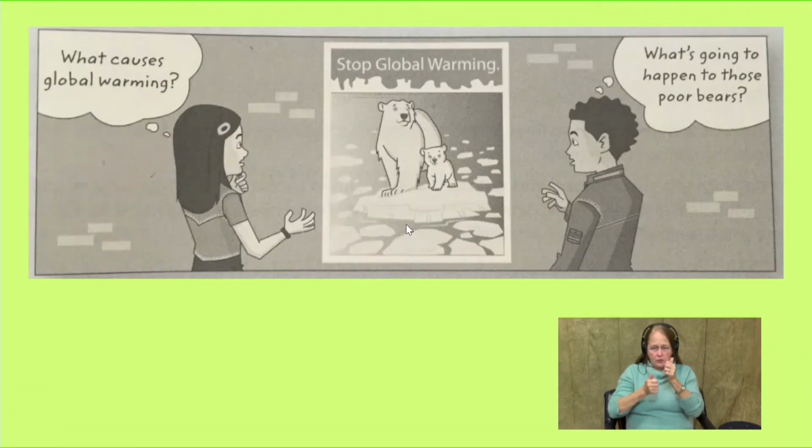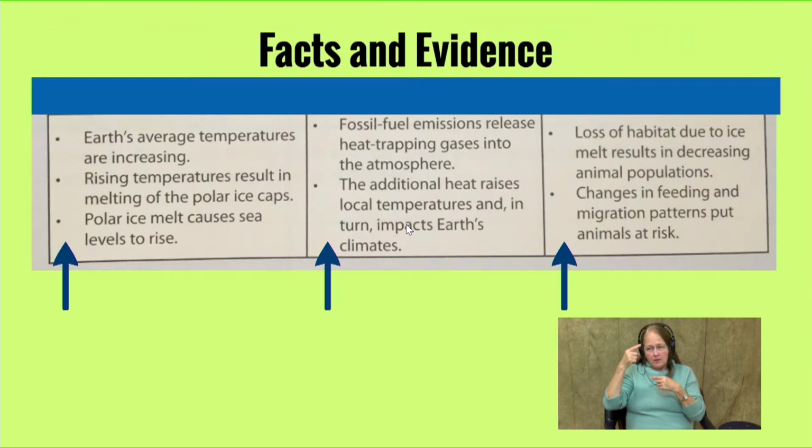So we're going to go back and I want you to look again at this because I'm going to give you the facts one more time and we're going to decide which student would use which column. Now remember, she's thinking about global warming, he's thinking about the polar bears. So here we have Earth's average temperatures are increasing. Rising temperatures result in the melting of the polar ice caps. Polar ice melt causes sea levels to rise. Which student might possibly use that one?